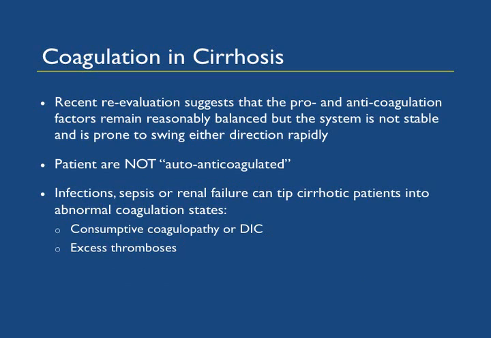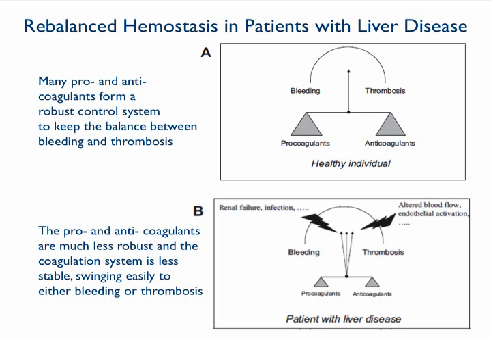Recent reevaluation suggests that the pro- and anticoagulation factors do remain reasonably balanced in patients with cirrhosis, but the system is not stable, and it's prone to swing either direction rapidly. It's important, therefore, to remember patients with cirrhosis are not auto-anticoagulated, and to remember that infections, sepsis, or renal failure can tip cirrhotic patients into abnormal coagulation states, either into a consumptive coagulopathy or DIC and a bleeding state, or into excess thromboses. The next slide tries to illustrate graphically this concept of rebalanced hemostasis in patients with liver disease.